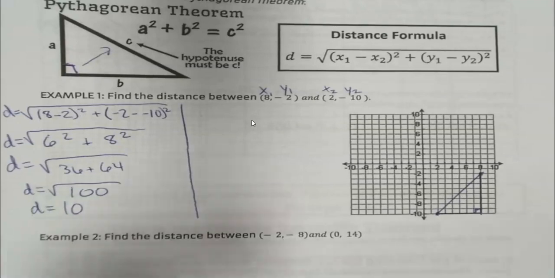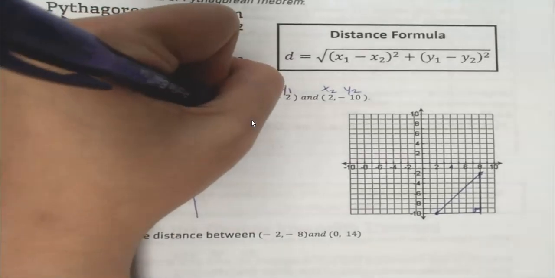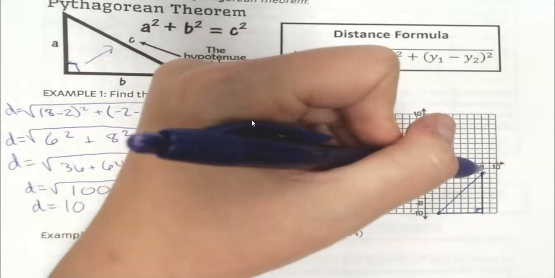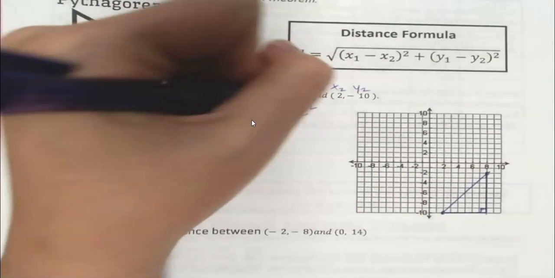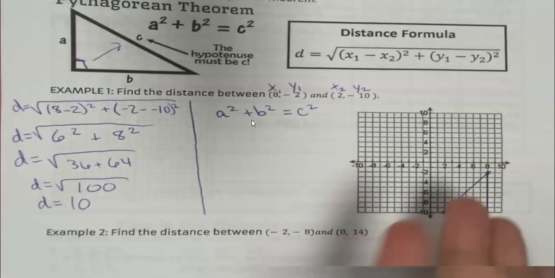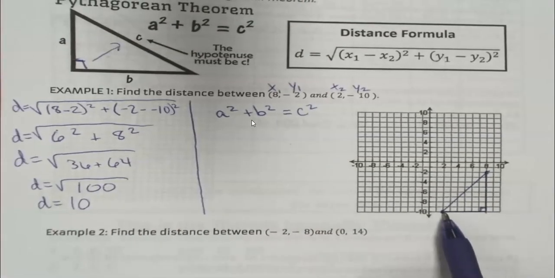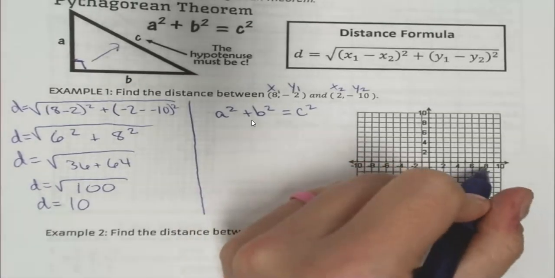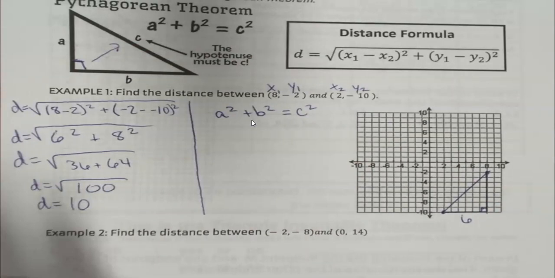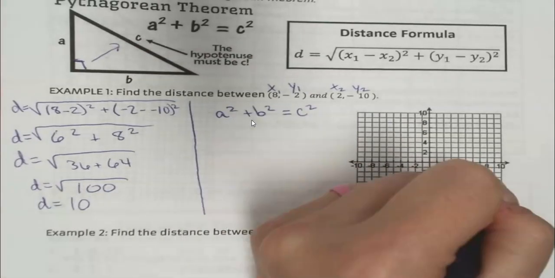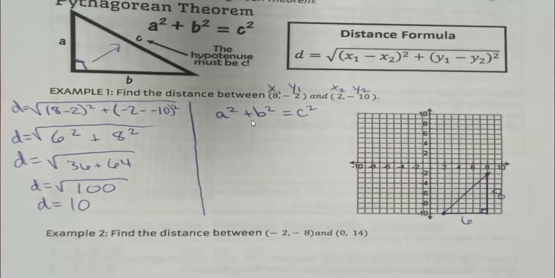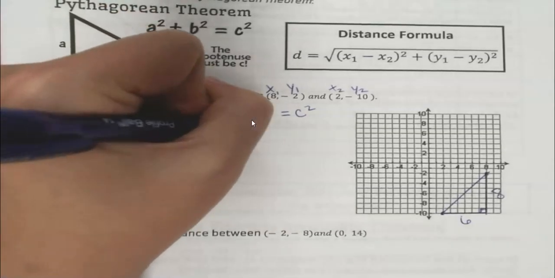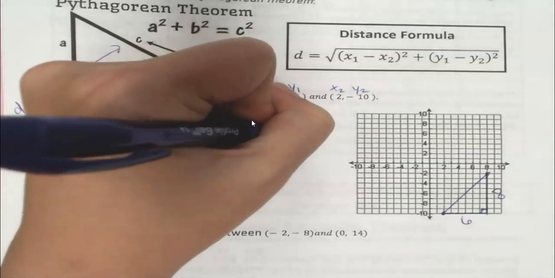Okay, so as far as Pythagorean theorem works, my A and my B are the two legs of the triangle. My hypotenuse is what I'm looking for. So I'm looking for my C. I know my A and B because I can count them. This goes 1, 2, 3, 4, 5, 6 units over, or it goes from 2 to 8. 8 minus 2 is 6. And then this one goes from negative 2 to negative 10, which is 8 units apart. And so that's where my A and my B go.